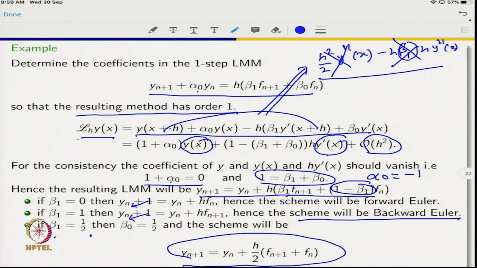Fortunately, our aim was for the resulting method to be order 1, but when we choose beta 1 is equal to half, it corresponds to the trapezoidal method, which we already know is a second order accurate method. So, the order of L[y(x)] in that case will be order of h cube. Okay. So, is that clear to everyone?